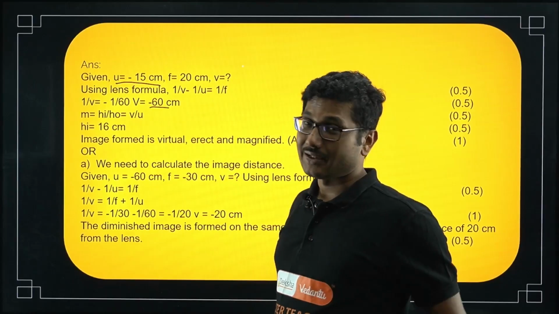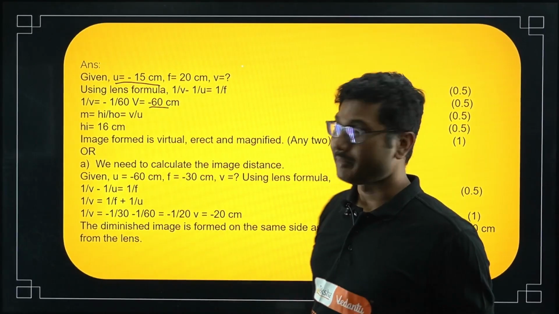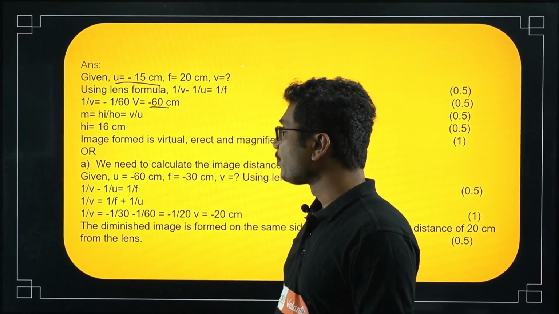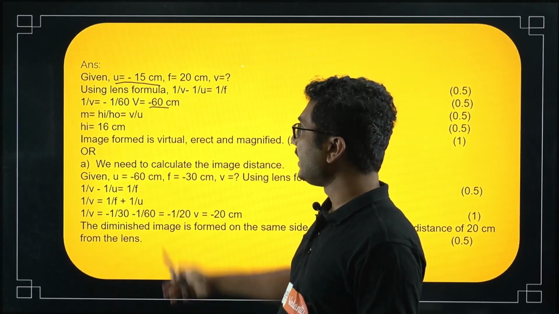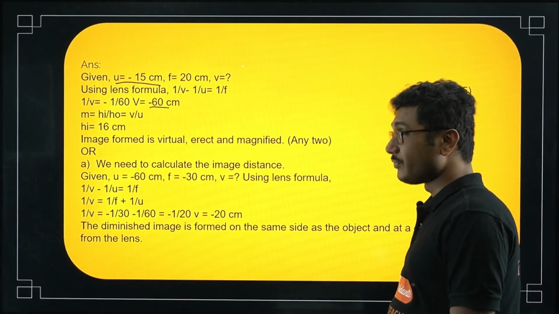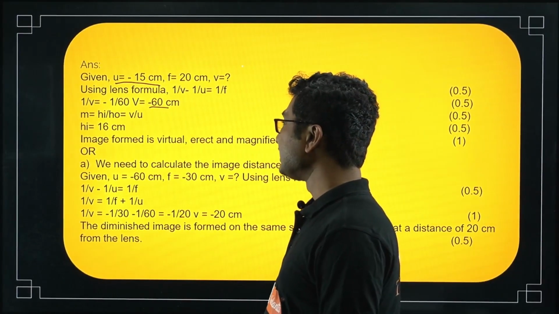In case you are having trouble with the mathematics, you can mention it in the comment below. Now magnification for a lens is given by v by u. Object height by image height is equal to v by u. So the object height is given as 4, and you can calculate the image height to be 16 centimeter.